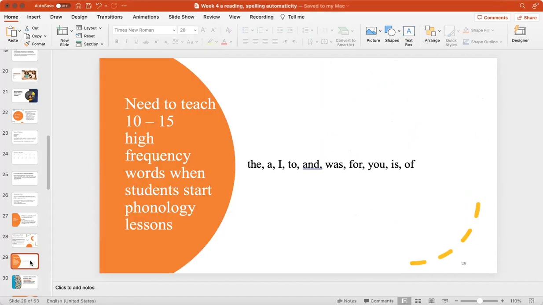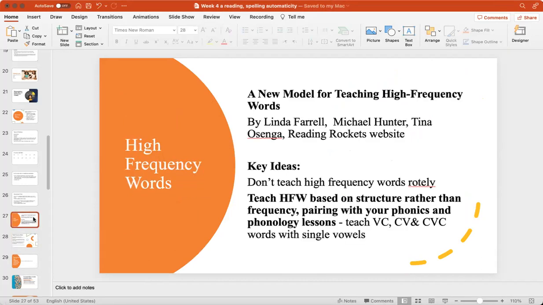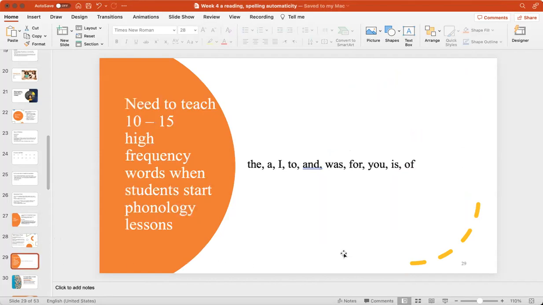It's a different way of looking at words and being able to read and spell them. In the article that I'm asking you to read, which is this one, A New Model for Teaching High Frequency Words, they also say that there are about 10 to 15 high frequency words that you really need to have your kids know in kindergarten because they're in so many of the books. And so one of the things that you want to do is you want to teach them what the letters and the correspondence between the letters and the sounds is.